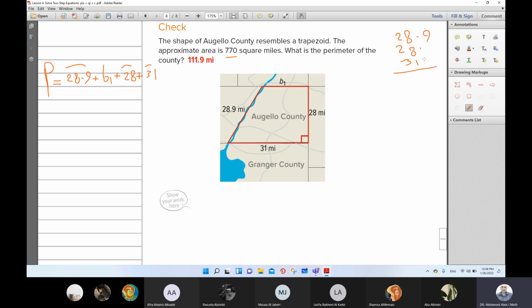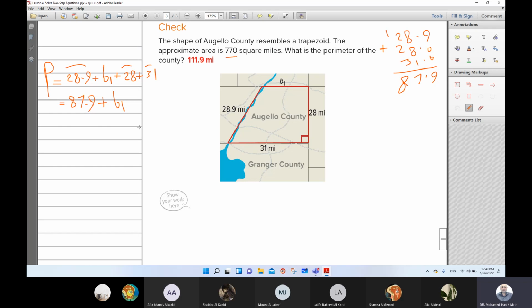You can put here a point, can add here 0, then you can do the addition here. 9 plus 0 plus 0, 9. Drop the point in the same place. 8 plus 8, 16 plus 1, 17. 1 plus 2, 3. 3 plus 2, 5. 5 plus 3 will be 8. So the perimeter equal 87.9 plus the missing value here B1. So to know the value of the perimeter, we must know the missing value of B1.